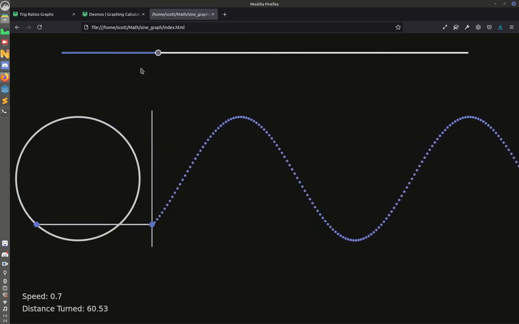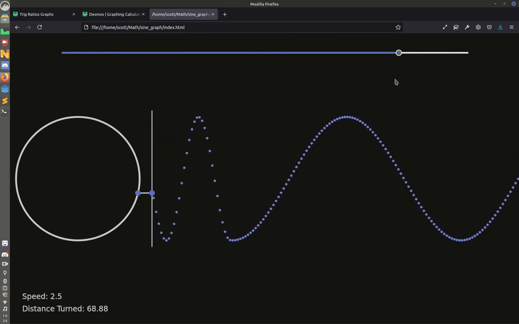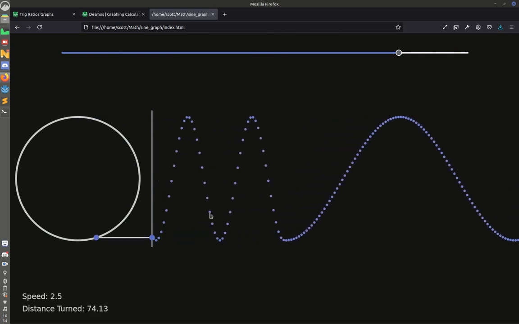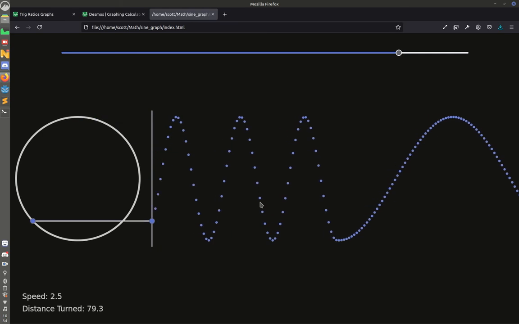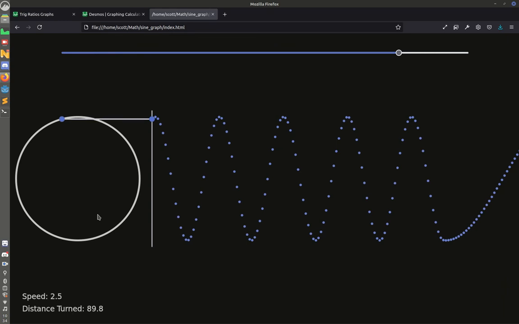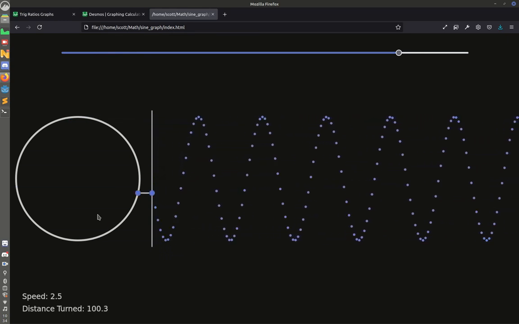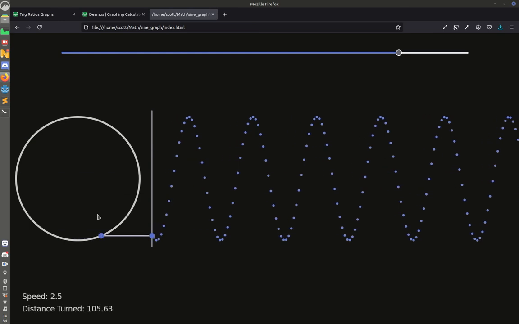our circle. And then if we speed it up, you'll see that we have much shorter cycles. They're much sharper waves, and that makes sense as well, because it takes far less time for our point to move all the way around the circle. Now, that makes enough sense, right?